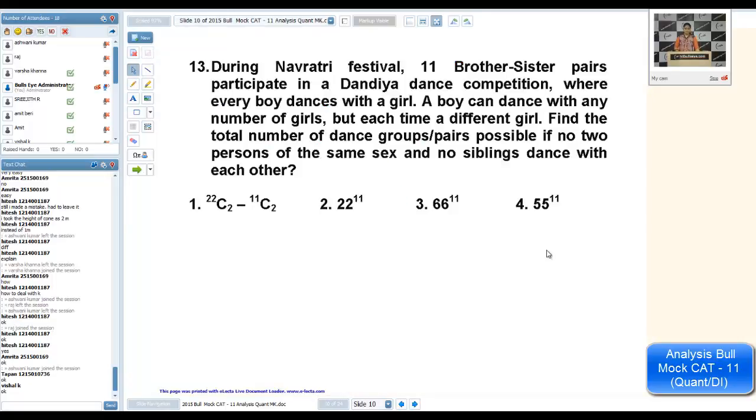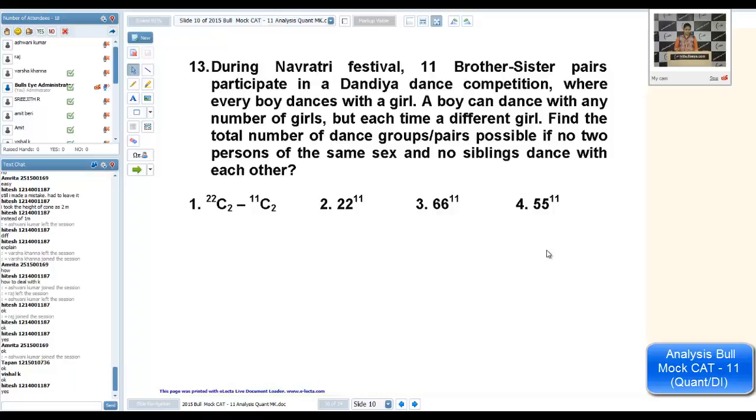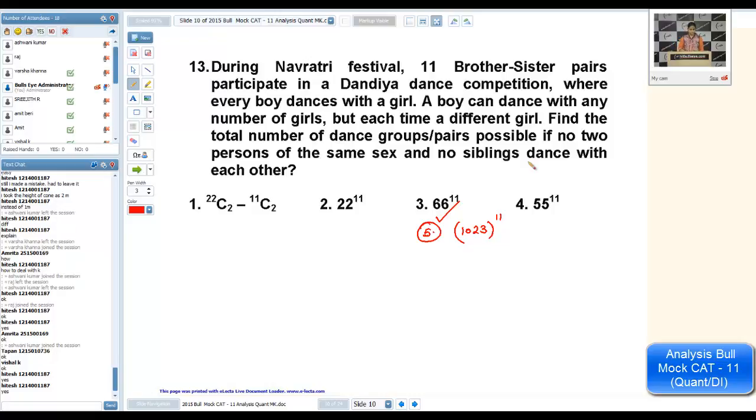Okay, question number 13. I should say that the answer is wrong here. Answer should be 1023 raised to power 11. I'm inserting one more option here, so this is the answer in this case, fifth option. Any problem in this question? Please write "explain" whenever you want me to explain any question.